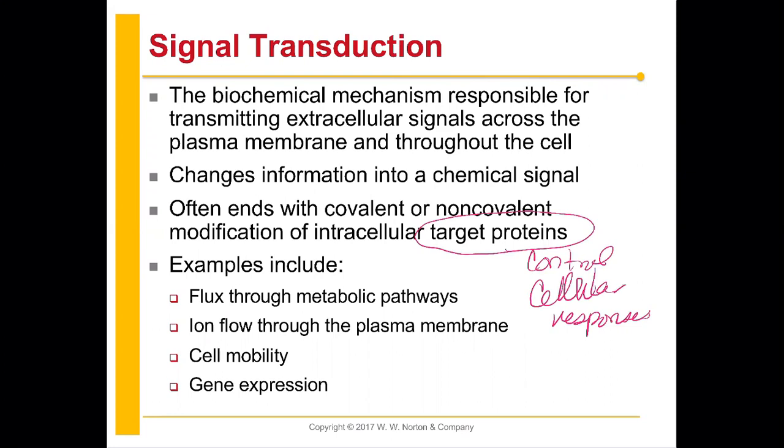So what are some examples of things that can be modulated by signal transduction? Metabolic pathways. Which way you're going in the metabolic pathway can be controlled by signal transduction, and we'll look at an example of that. Ion flow through the plasma membrane. We're going to look at an example of that. Ion flow is super important. We learned about that in muscle contraction in the last chapter. Cell mobility, how the cell is going to move around. Not all cells are mobile, but the ones that are, it's controlled by signal transduction. And then also for those nuclear receptors, gene expression.